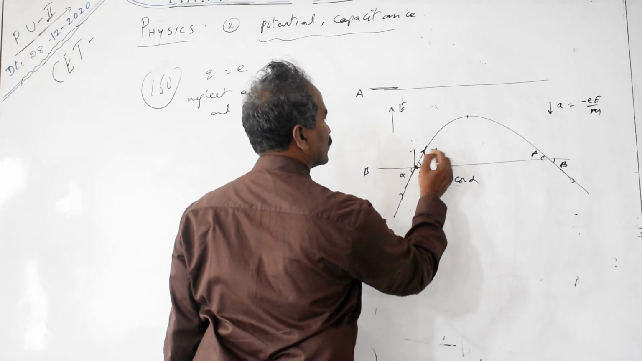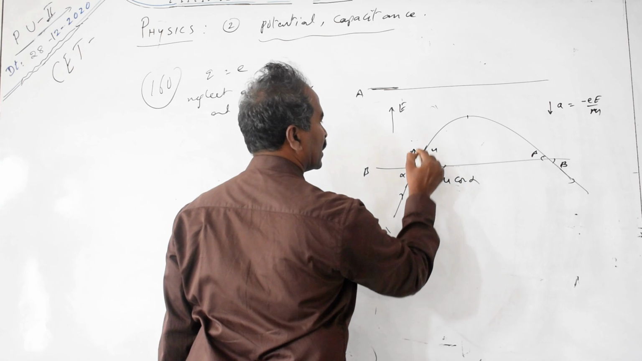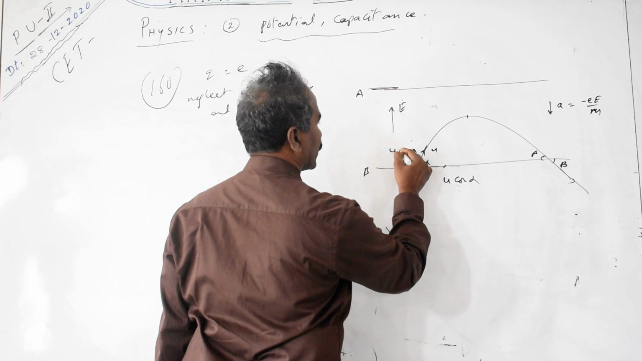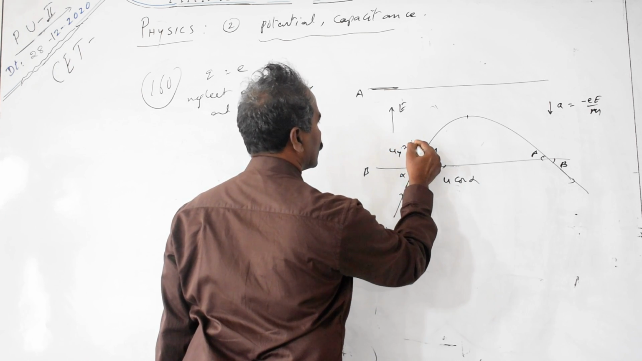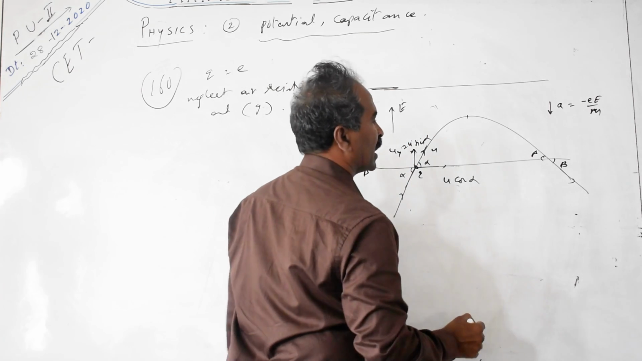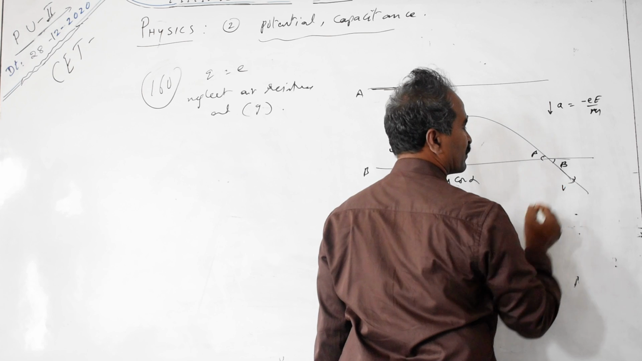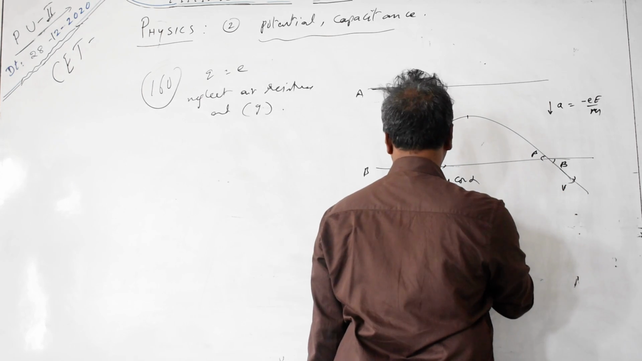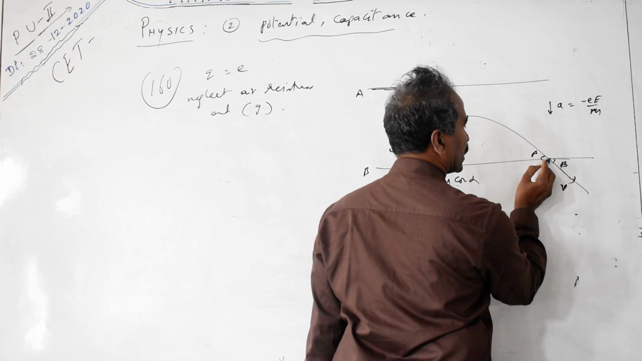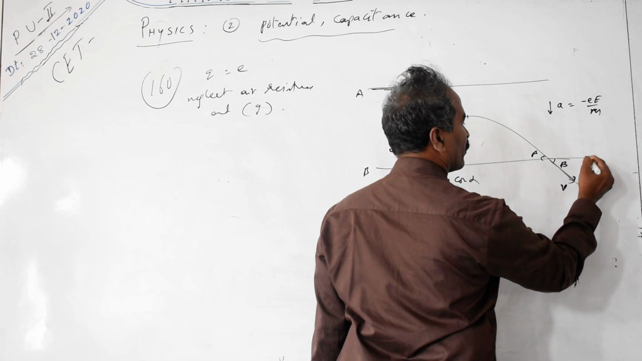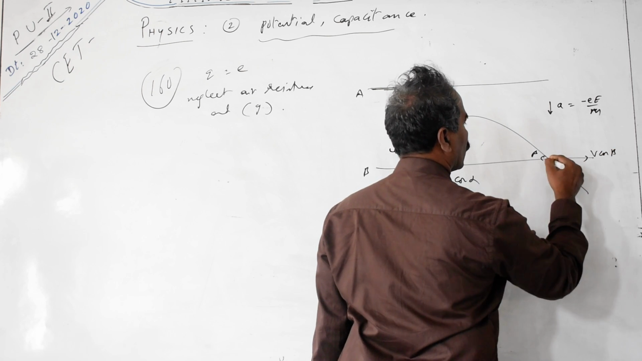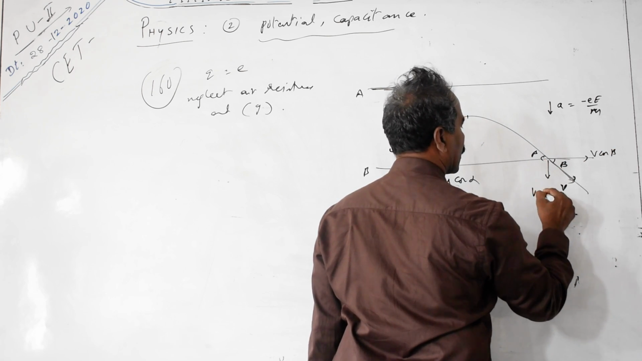So the initial velocity is u, making angle alpha with respect to the horizontal. The components are ux equals u cos alpha and uy equals u sin alpha. While coming down, the angle is given as beta with respect to the final velocity v. Initial velocity is u, final velocity is v. The horizontal component is v cos beta, and the vertical component is v sin beta.